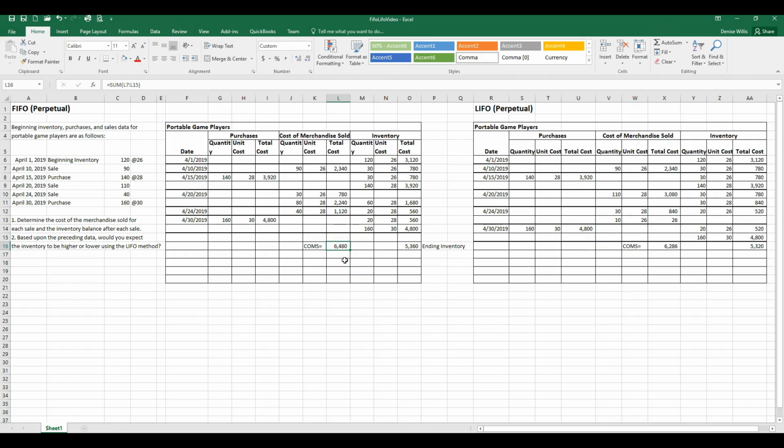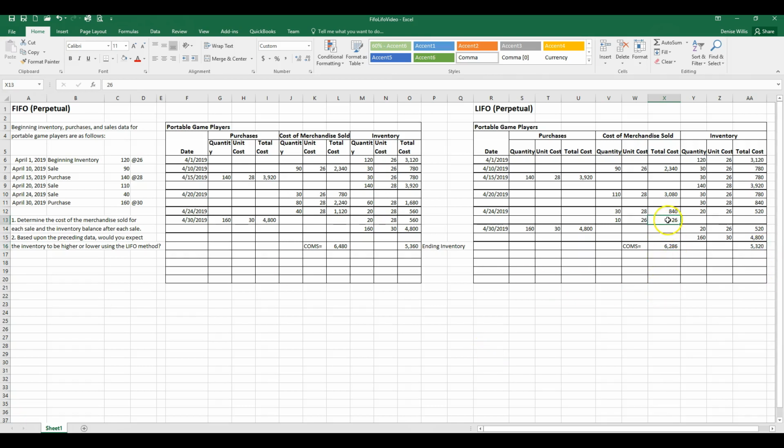This one under FIFO, the cost of merchandise sold is always going to be the first ones in, and they're going to be the ones coming out first. Okay, so you have 6,480 as your cost of merchandise sold. Here under the LIFO method, the last ones, which are more expensive, should be coming out first.